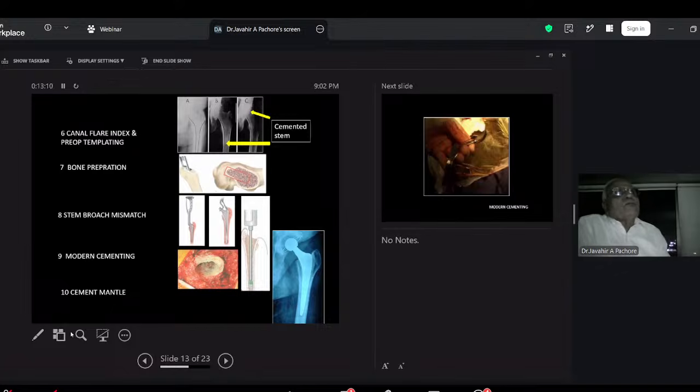The stem-broach mismatch should be such that a 2 to 3 millimeter envelope of cement is there. And modern cementing, I just told you, the cement-metal interface has to be such that you get what is called white-out cement, which was described by Bill Harris. Once you have white-out cement, the stem will survive for at least 15 to 20 years. And I'll show you a couple of examples of that.